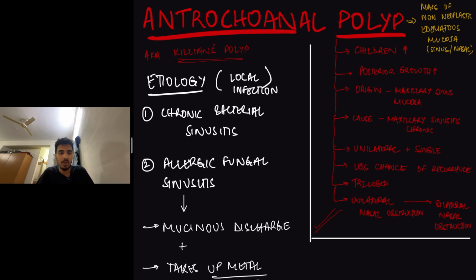First, let's define what is a polyp. A polyp is a mass of non-neoplastic edematous mucosa originating from either the nasal cavity mucosa or the sinus mucosa. So what is it? A mass of non-neoplastic edematous mucosa originating from either the nasal cavity or the paranasal sinuses. Now these points here on the right hand side, I'll come to it later after finishing the entire thing.